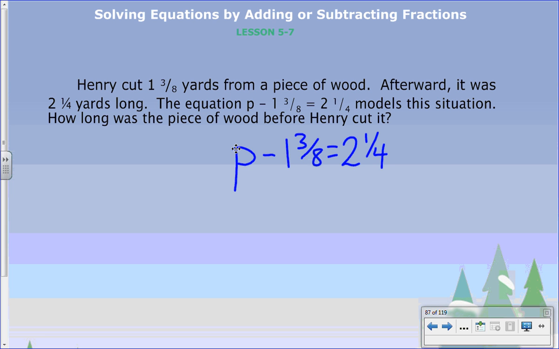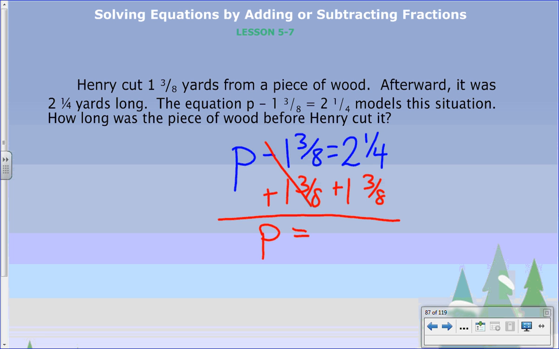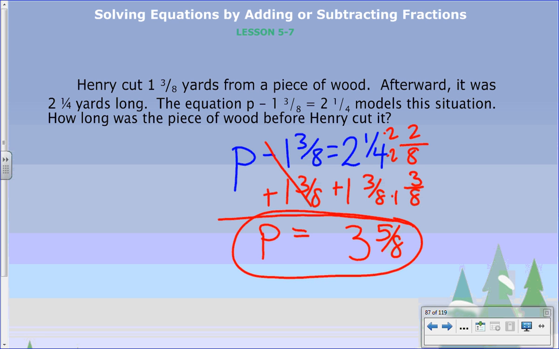All right. So let's check this one then. Well, I'm going to leave it as a fraction, and I'm just going to solve it. To get rid of minus 1 3/8, I'm going to add it. And I'm left with P is equal to, well, 2 1/4 plus 1 3/8. Again, I need common denominators. And I get 5/8 for that, and 2 plus 1 is 3. I get 3 5/8.